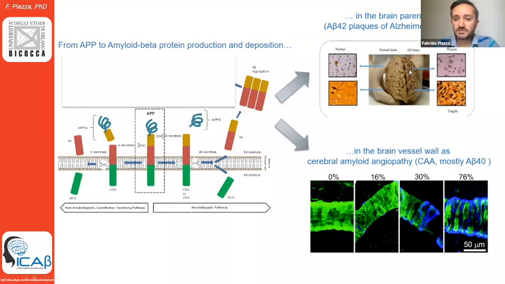aggregates and later on fibrils, which are insoluble deposits of this protein that can deposit in the brain of Alzheimer's disease patients. This is a typical brain of an AD patient, where you can see the shrinkage. At the pathology level, you can find the deposition of insoluble beta amyloid as plaques, or neurofibrillary tangles. But the same protein can also deposit in the vasculature. Here is a magnification of a vessel where you can see various degrees of beta amyloid deposition in blue, and the deposition of beta amyloid around the vessel, not in the parenchyma, is called CAA, cerebral amyloid angiopathy.